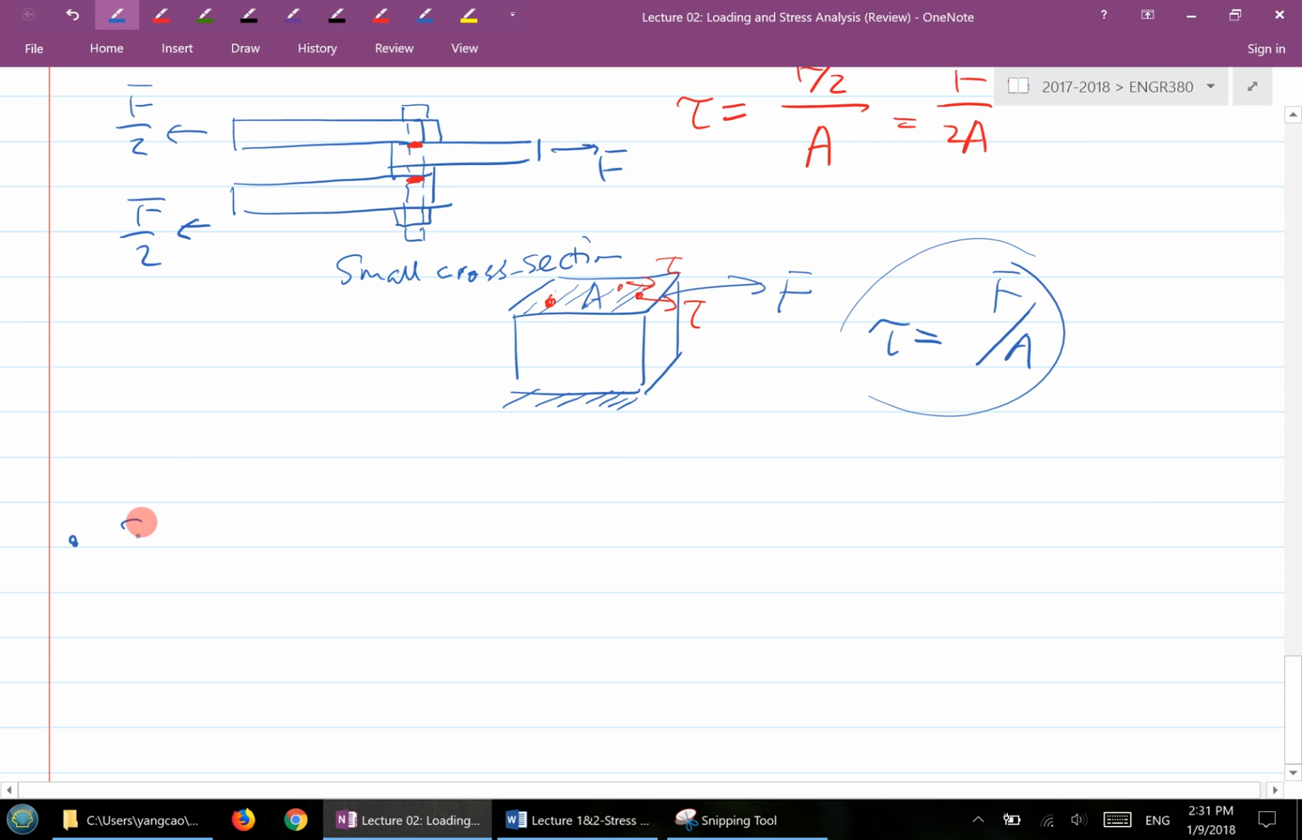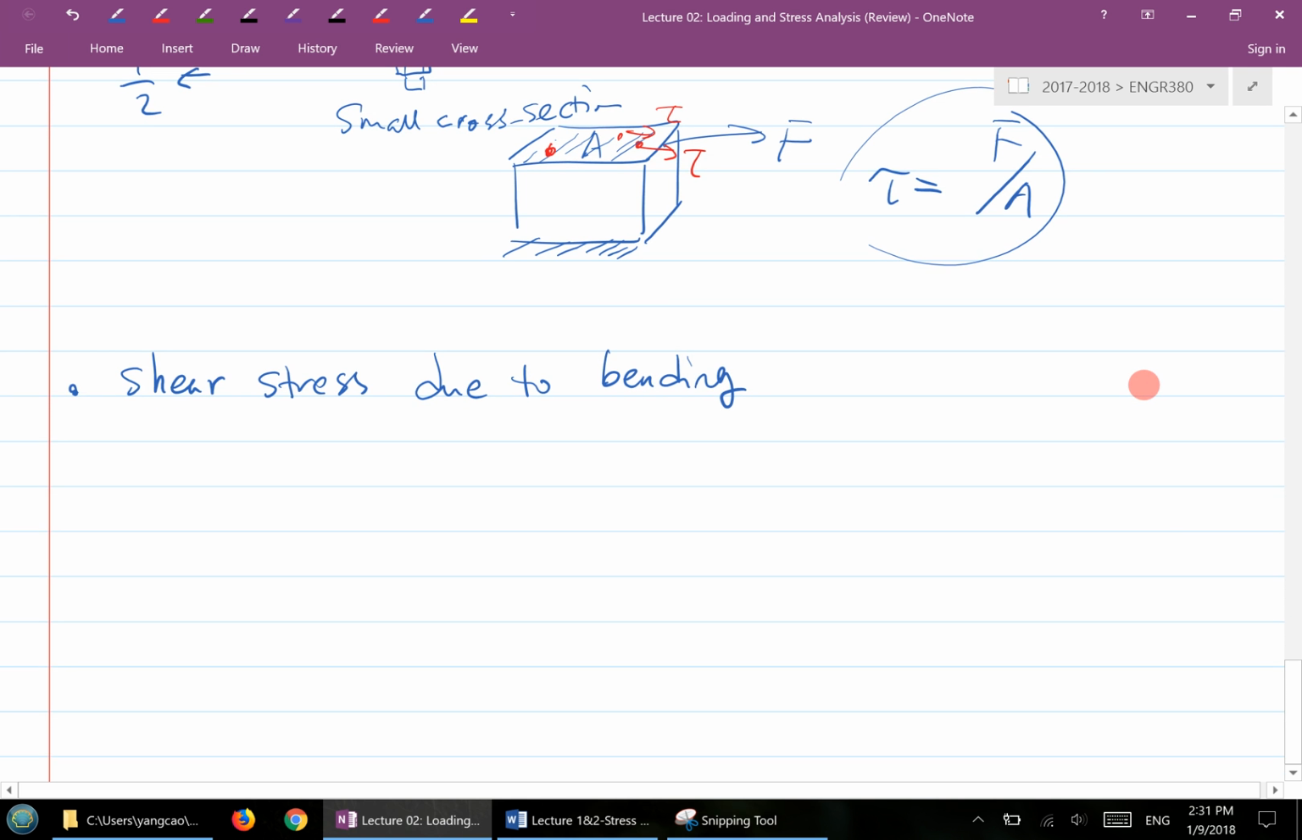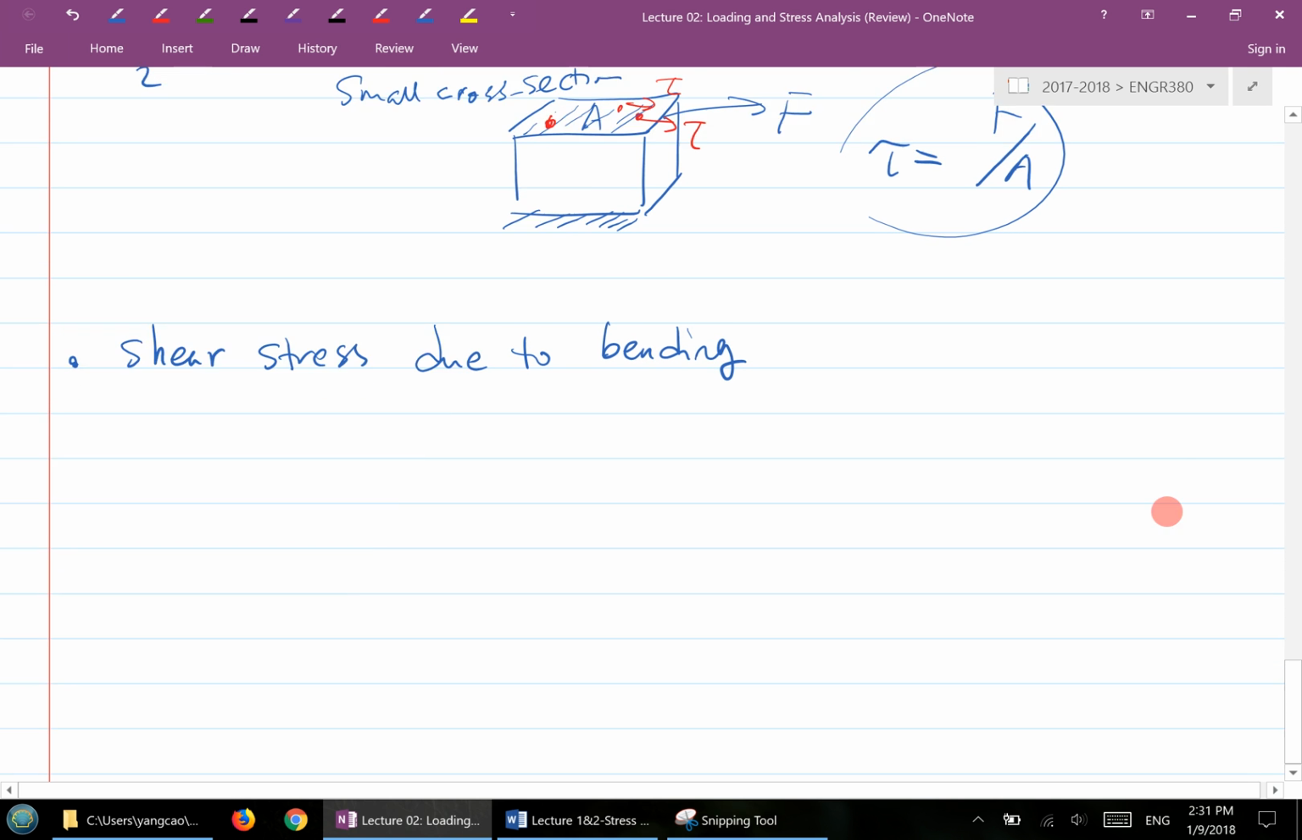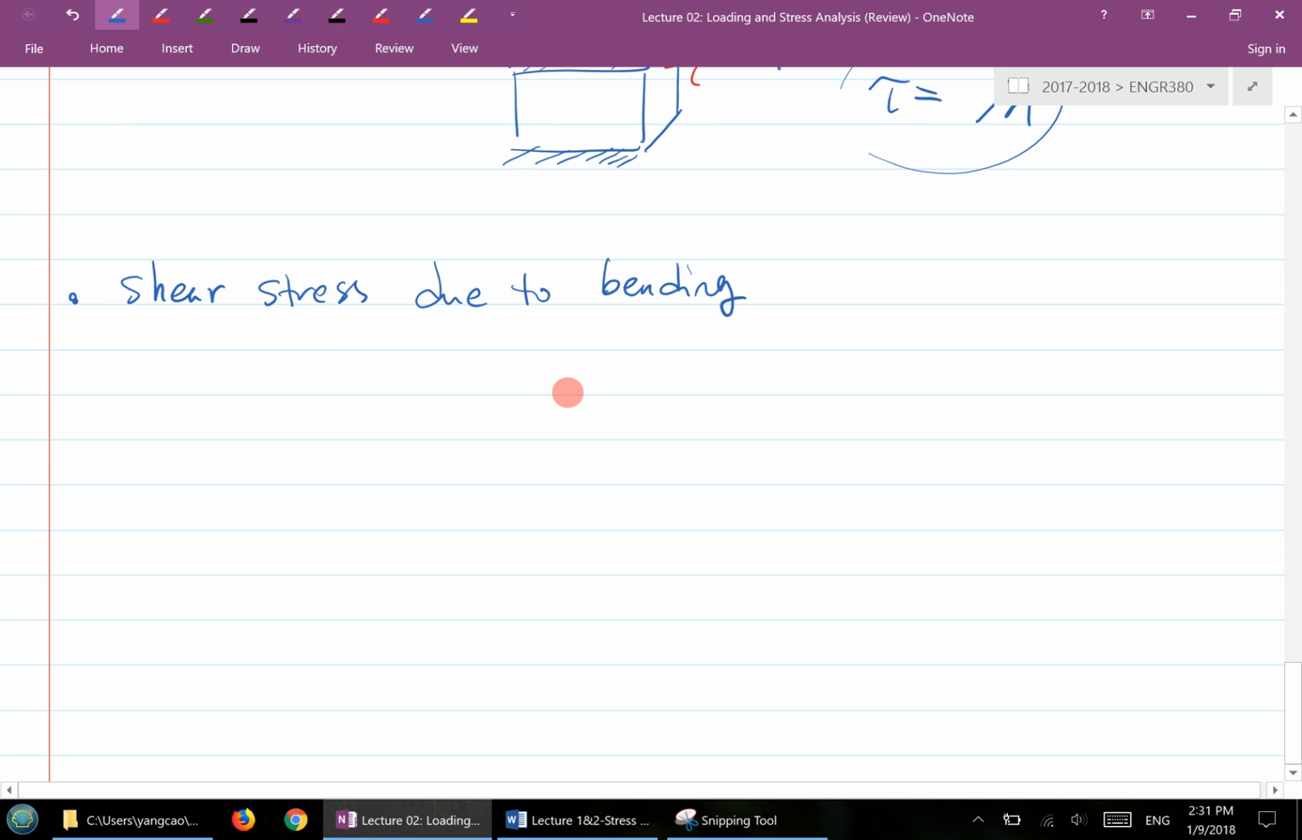So this guy here is basically still shear stress, but it's due to bending, due to the bending scenario. Before I present the formula, let me explain a little bit. What do we mean by shear stress due to bending? This will also be explained in this week's tutorial. This is very common if I have a loading for a bar, that type of scenario.